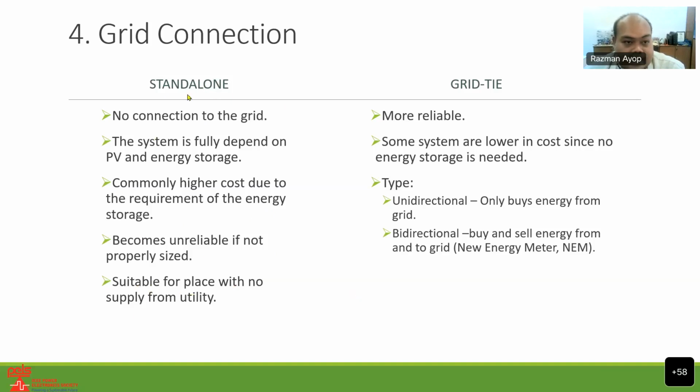So that is the standalone system, and the other system is the grid-tie. Basically, you connect the PV system to the grid. This system is much more reliable because you have the grid to support it. Some systems are lower in cost since no energy storage is needed, so you don't have to buy energy storage. And of course, for the grid-tie, you have two types: unidirectional, which only buys energy from the grid in one direction, or bidirectional, where you buy and sell energy to the grid. Usually it is called net energy metering or feed-in tariff.